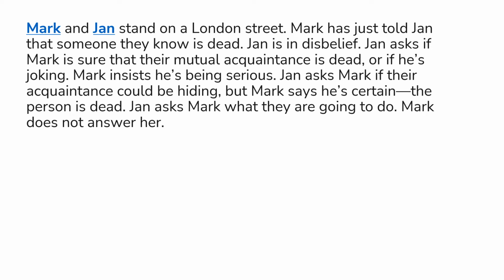So this is a summary of the first section. Mark and Jan stand on a London street. Mark has just told Jan that someone they know is dead. Jan is in disbelief. Jan asks if Mark is sure that their mutual acquaintance is dead, or if he's joking. Mark insists he is being serious. Jan asks Mark if their acquaintance could be hiding, but Mark says he's certain the person is dead. Jan asks Mark what they are going to do. Mark does not answer her.